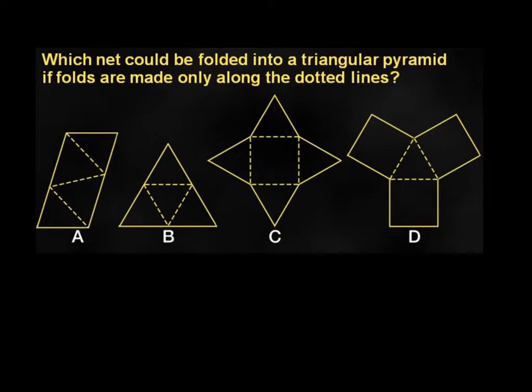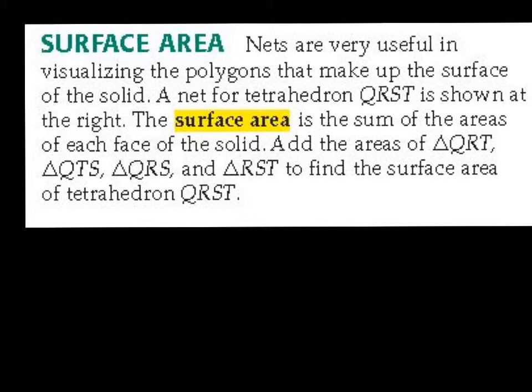That guy would work. This would also fold, but it's going to make a square pyramid because the base is a square. We're going to have extra pieces here. Yeah, it's not a foldable one. Okay, so the one that's going to work is B. It's a triangular-based pyramid. That's very useful in visualizing the polygons that make up the surface of a solid.